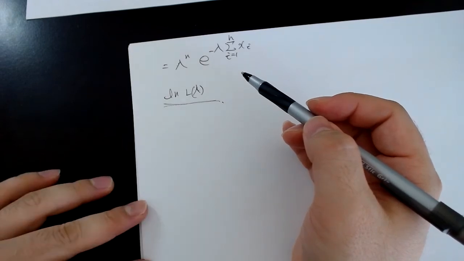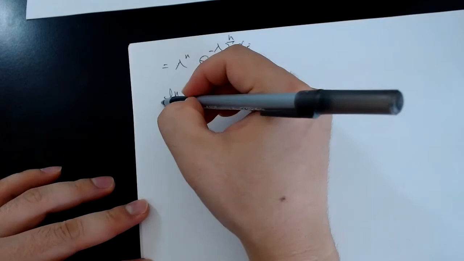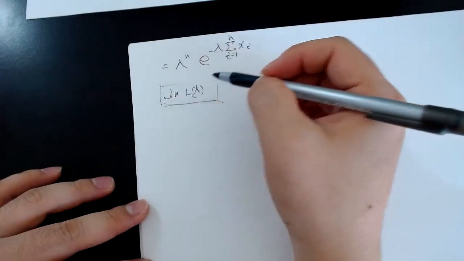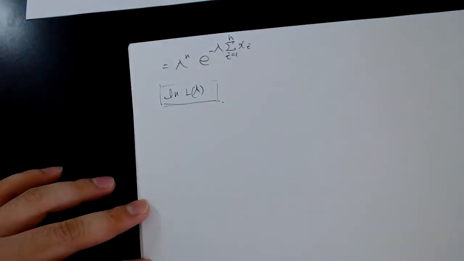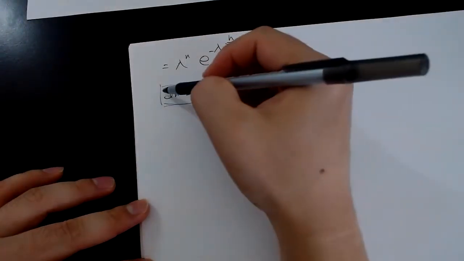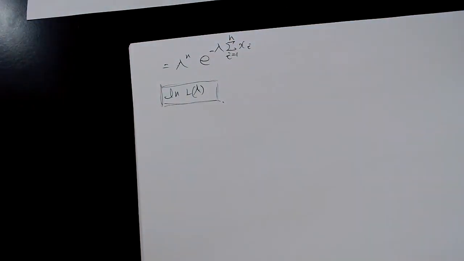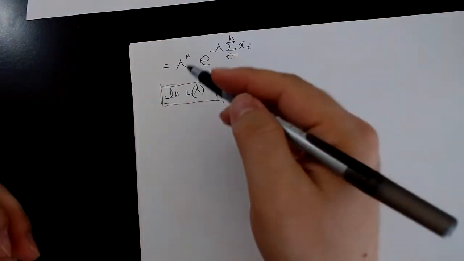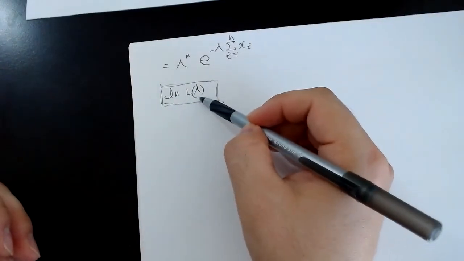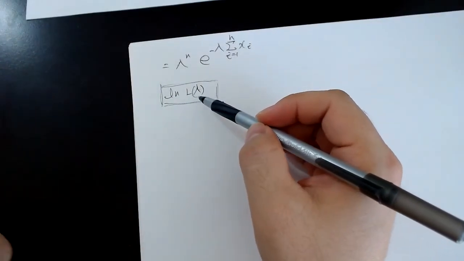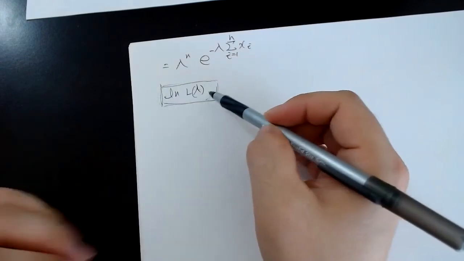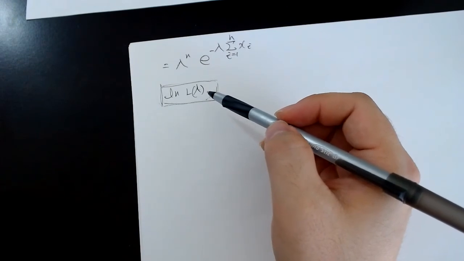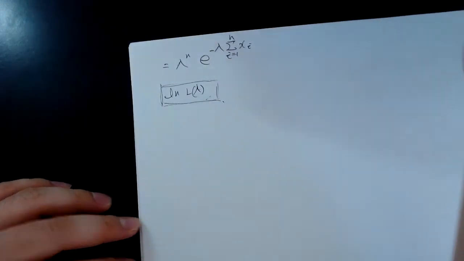So now the natural log of L of lambda is what? The critical value of the natural log of L of lambda maximizes or minimizes this function, we don't know yet. That critical value also maximizes or minimizes the likelihood function L of lambda. That's why we take a natural log.